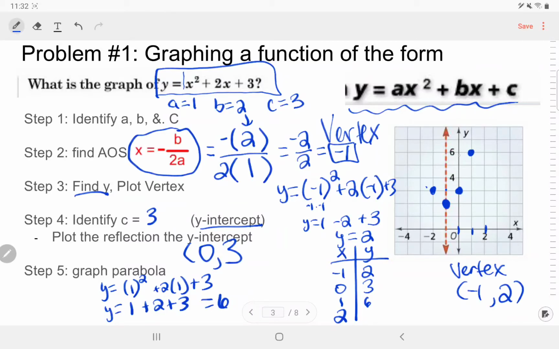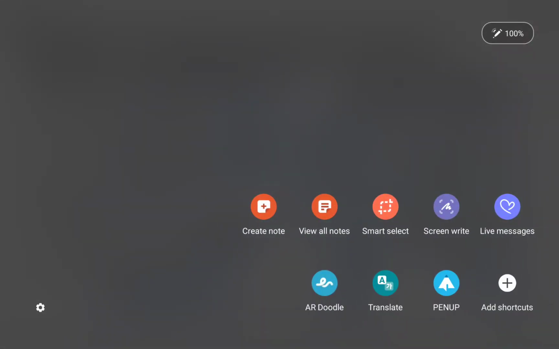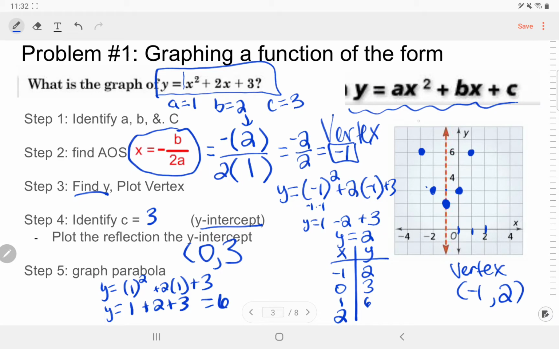And that is 2 places to the right of my axis of symmetry, so I'm going to go 2 places to the left of my axis of symmetry, and I can graph my reflection point. And then once you have enough points, I'm going to connect them all to make my quadratic, which is the U shape, and you are done.